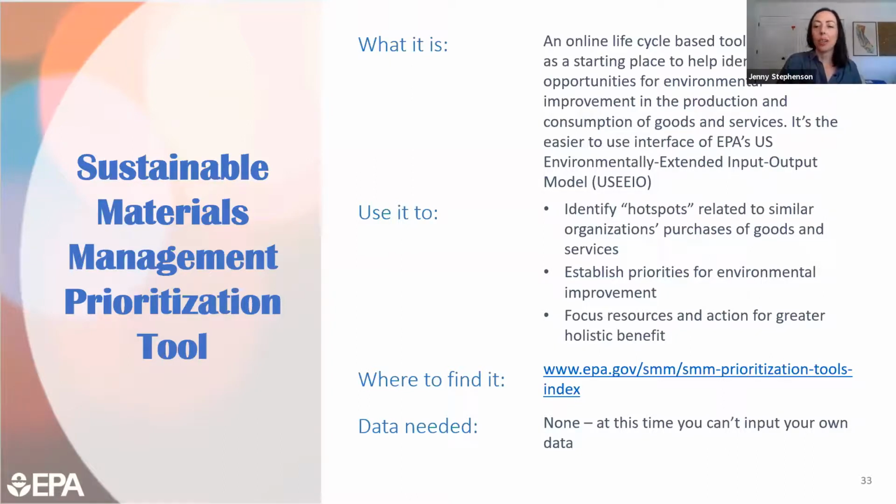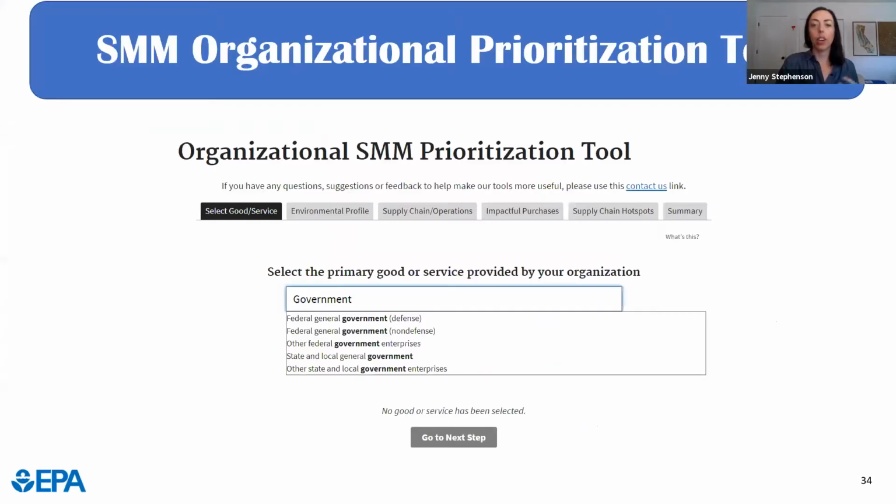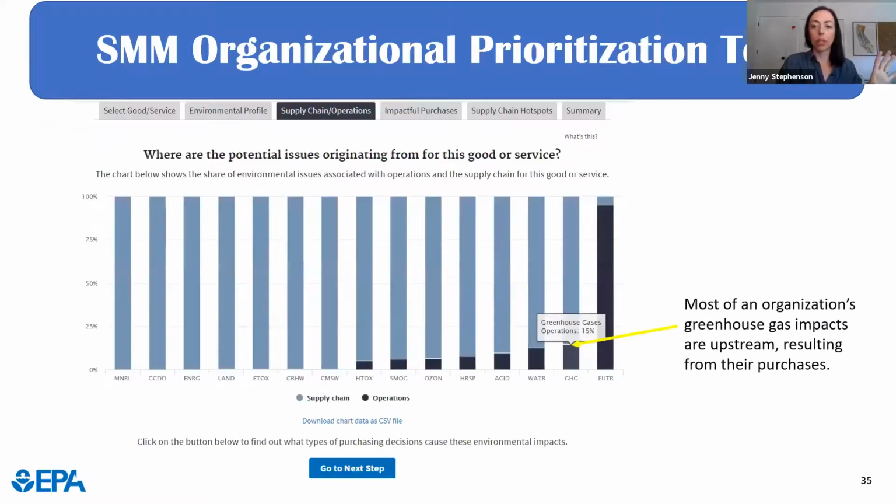Right now, with this tool, you don't put in any data. It's just based on your type of organization, and on the data that we have, what are some of the areas that you might want to focus your efforts if you were to look upstream?